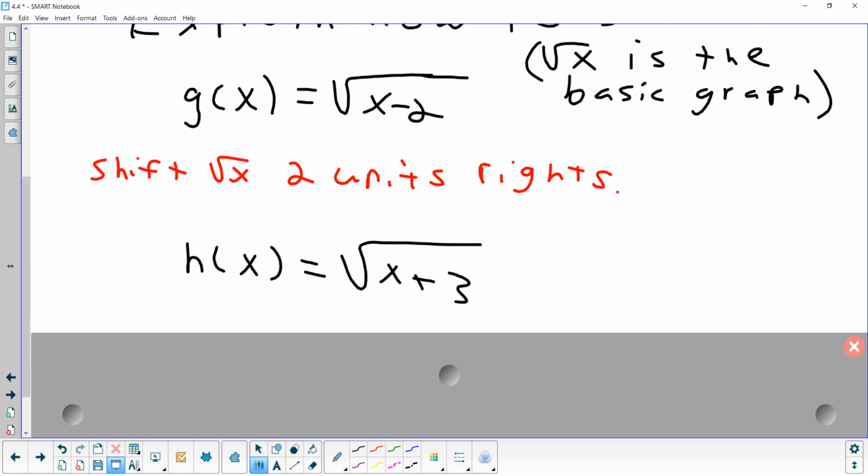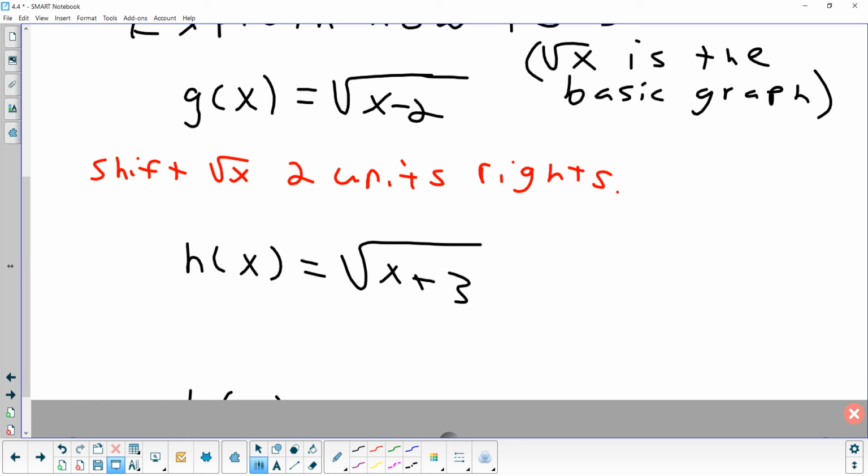All right, how about this one? How would you get h of x from the basic graph? We also call that the parent function. Nick? You horizontal shift it 3 units left. So shift square root of x 3 units left. Yep.